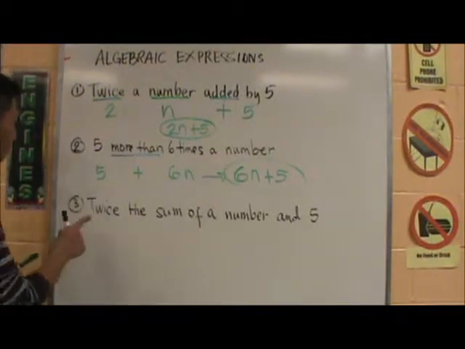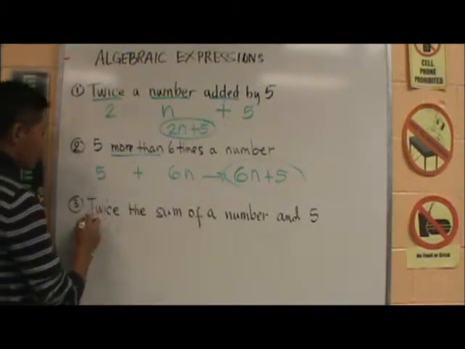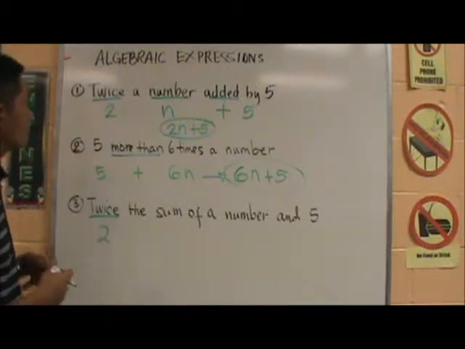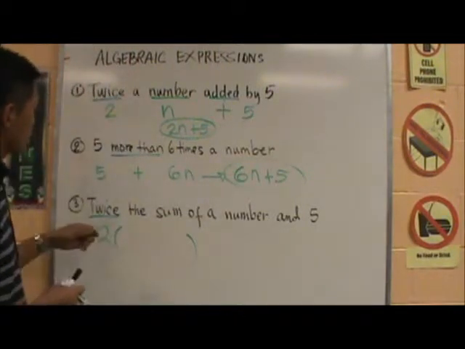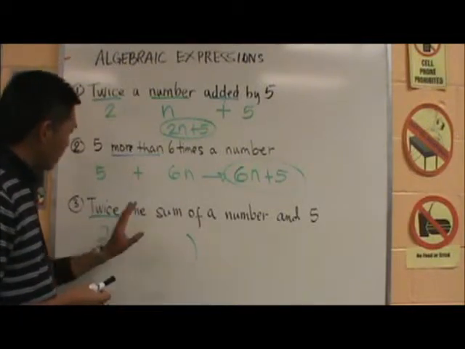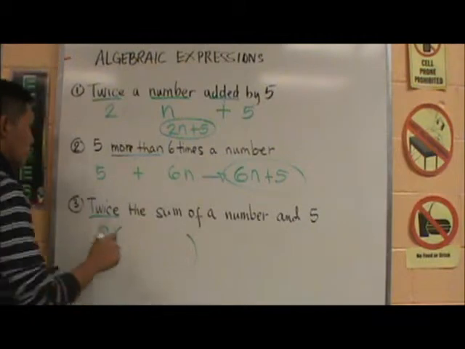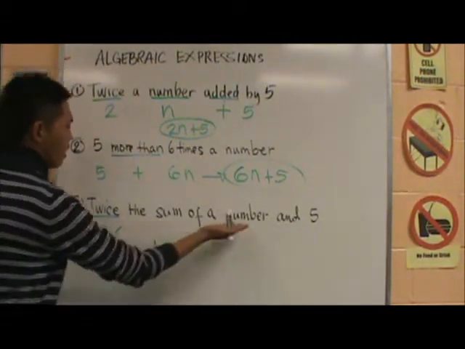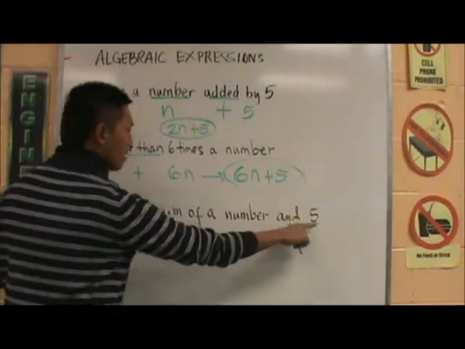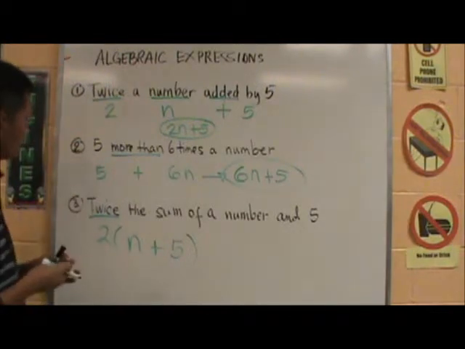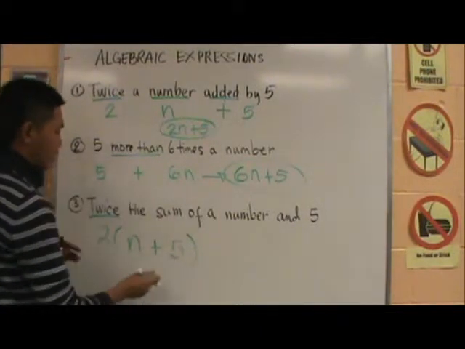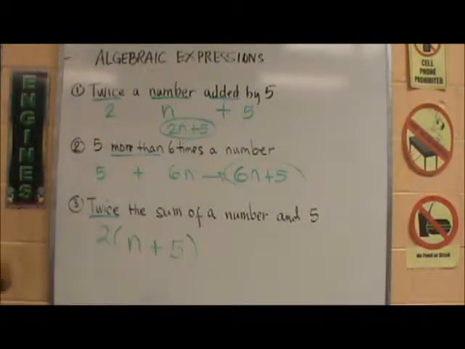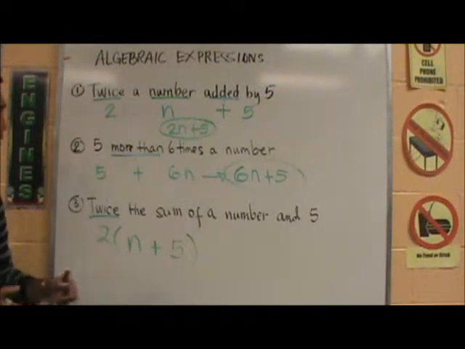And now for number 3, twice the sum. So again, I told you that the word twice, as in twice the sum of, means you multiply by 2. So twice, we're going to multiply 2 by the sum, and sum is plus, so the sum of what? You add what numbers? The sum of a number and 5. So again, we have twice, which is 2, times the sum of a number and 5, and this is going to be your expression. Twice the sum of a number and 5.